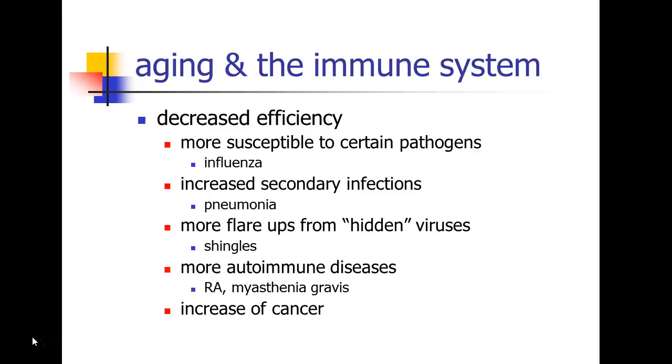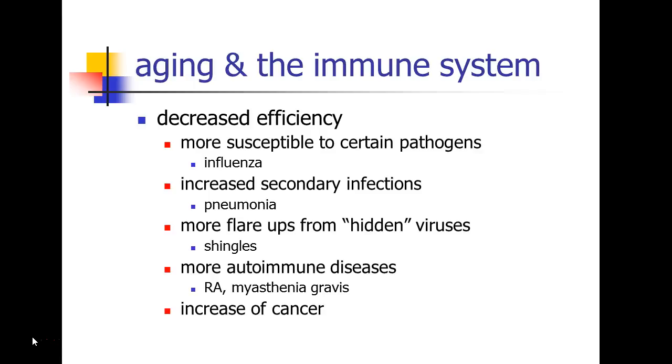So aging in the immune system. Well, it shouldn't totally go away, but it's not as efficient and as effective over time. So older people are more susceptible to certain pathogens, like the flu, for example, influenza types A and B. It doesn't do as good a job against those, so that people get these. Their secondary infections become more prominent, and that's why a lot of older people get pneumonia, because the body's trying to fight something else off or deal with something else, and then this germ is around and it can cause problems.